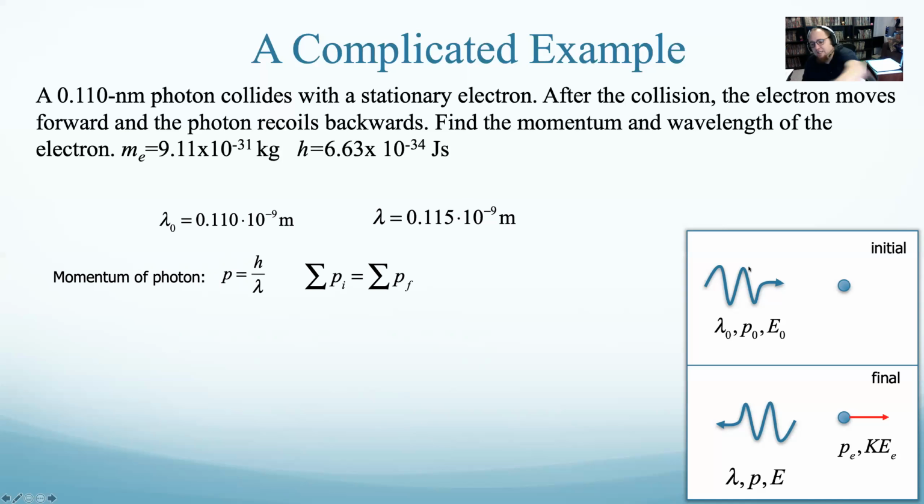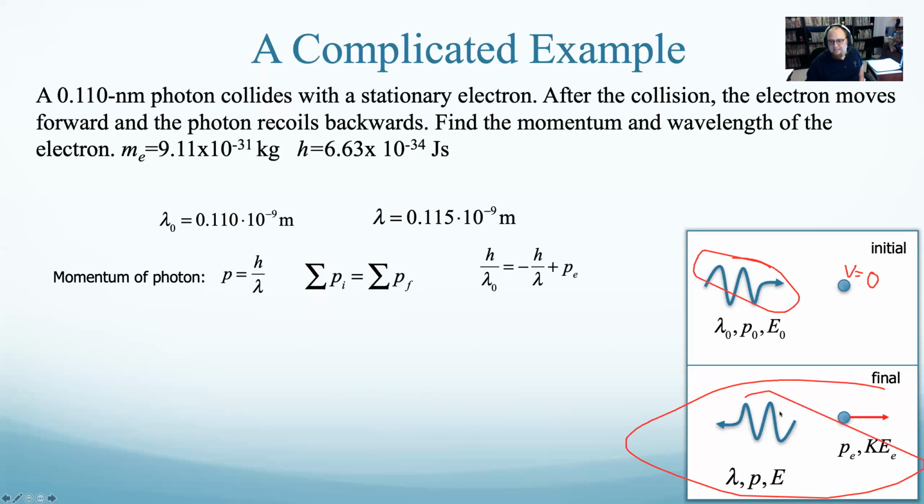I'll say initially, my photon has momentum. Afterwards, I have a moving photon and a moving electron. So afterwards, my momentum is going to be the momentum of the photon plus the momentum of the electron. Now I have to say the momentum of the photon final is negative because it's moving to the left. And so conservation of momentum will say that this momentum is my initial, because this guy's at rest.